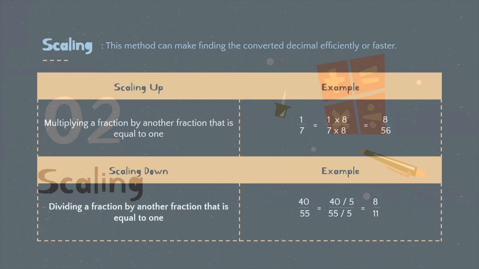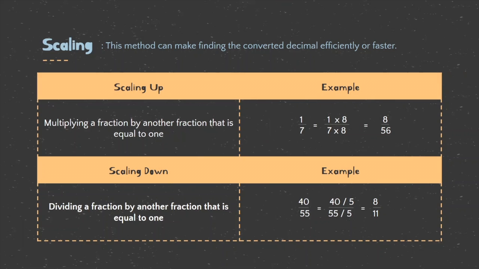Now let's look at scaling. This method can make finding the converted decimal more efficient, or faster. Scaling up is multiplying a fraction by another fraction that is equal to 1. In this example, we have 1/7. We'll use 8/8, which is equal to 1. 1 times 8 is equal to 8, which is our numerator, and 7 times 8 equals 56, which is our denominator.